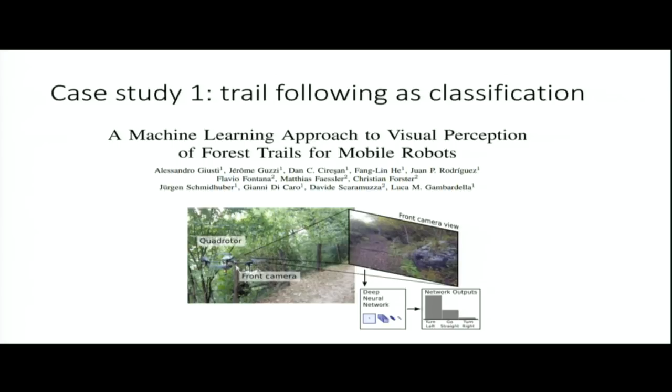For the first case study I'm going to discuss, this one is actually similar to the NVIDIA paper in a lot of ways. This is a paper called A Machine Learning Approach to Visual Perception of Forest Trails for Mobile Robots. Let's see if I can just play the video here.